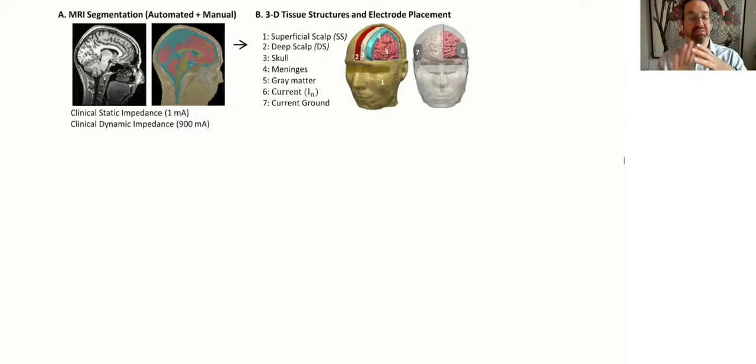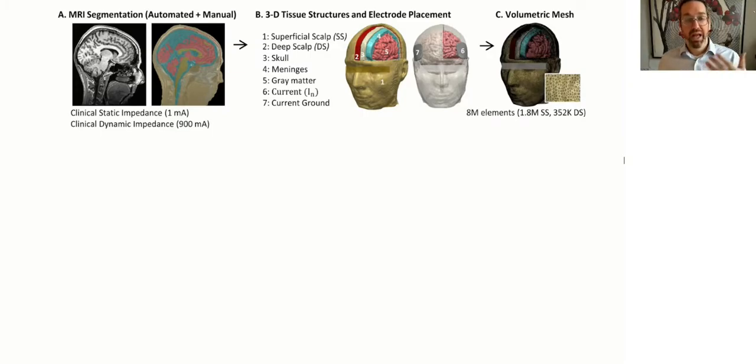And as before, we divide the tissue up into different compartments that are important to us because they have different conductivities. An important step we're taking here is we're dividing the scalp into two compartments: a superficial scalp and a deep scalp. And then skull, meninges, gray and white matter as well. And current is applied to electrodes placed on the head, just like it's applied during ECT. As with prior approaches, we use numerical approaches, FEM, to solve the problem.